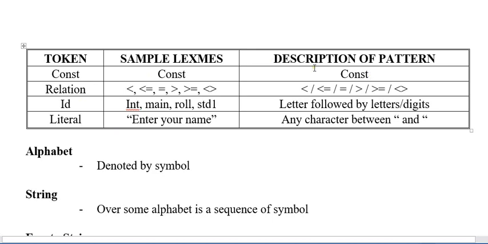Now, the description of patterns. A constant is a constant, there is no further description, but for relational operators, these types of relations can occur. This is the description, and this is called the pattern. From this pattern you can see the symbols and decide under which pattern they fall. For example, id is the token and the lexemes are integer, main, role, std1, etc. But the description is a letter followed by letters and digits. This is the pattern. So by this diagram we can easily understand what a token, a lexeme and a pattern are.